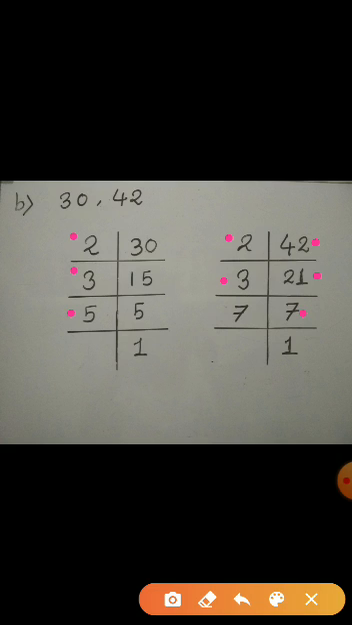21 divided by 3 gets 7. And 7 is a prime factor which is divisible by itself. So 7 divided by 7, we get 1. So what are the prime factors of 42? 2 into 3 into 7.